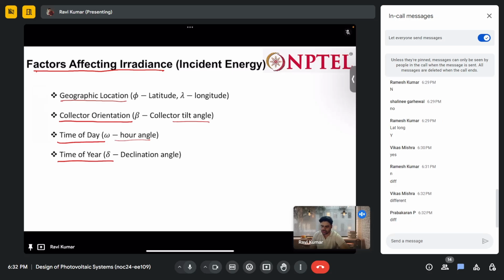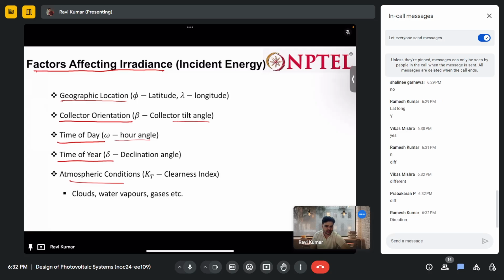Next comes the other conditions. Like clouding and all, so we have atmospheric conditions as well which affect this solar irradiance. Direction, yes, direction means collector orientation.